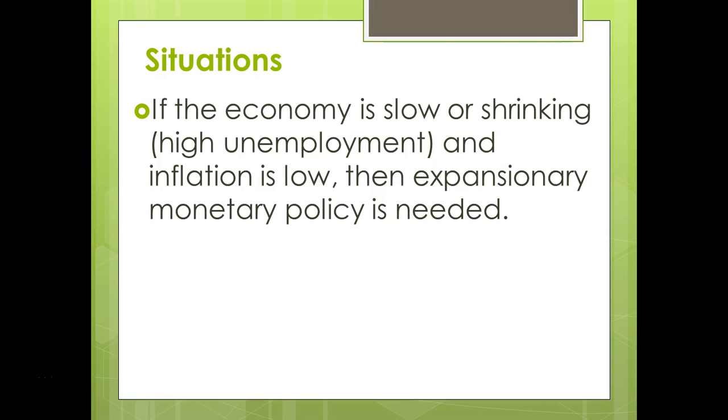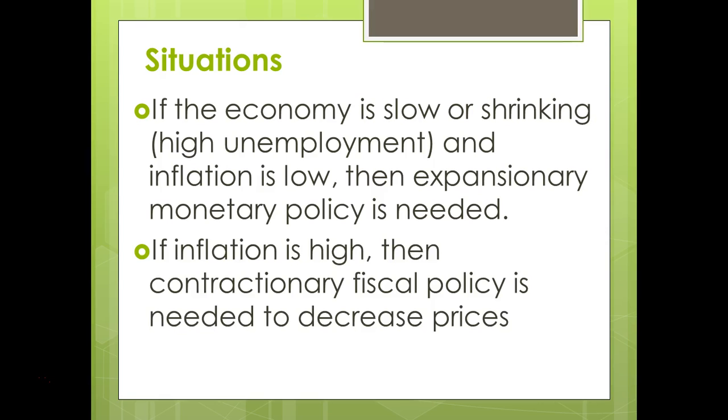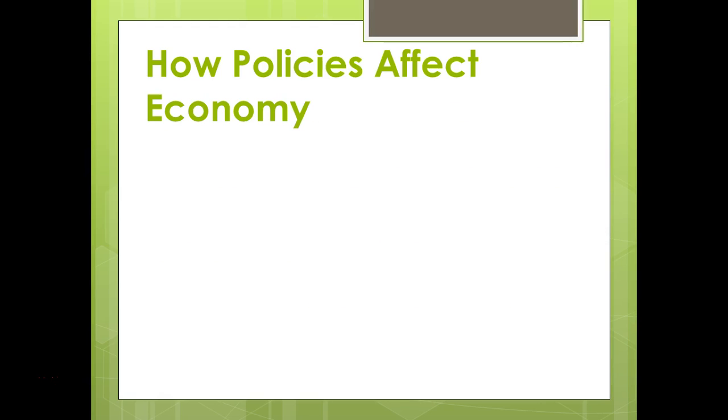So when we use this, if the economy is slow or shrinking and there's high unemployment, but inflation is low, then expansionary monetary policy is needed. We want to speed up the economy. Even if prices rise, that's okay because inflation is low. But if inflation is high, then contractionary fiscal policy is needed. Sorry, that should say monetary policy. Contractionary monetary policy is needed to decrease prices. It takes money out of the economy and it decreases prices.